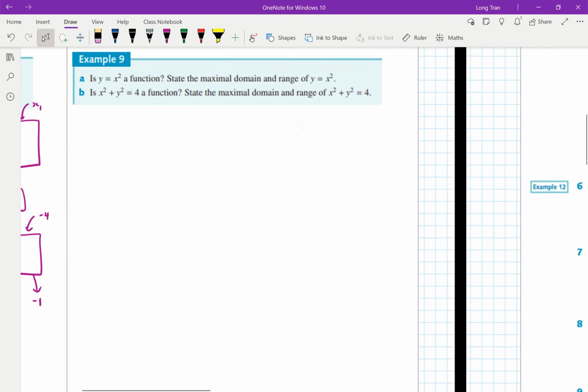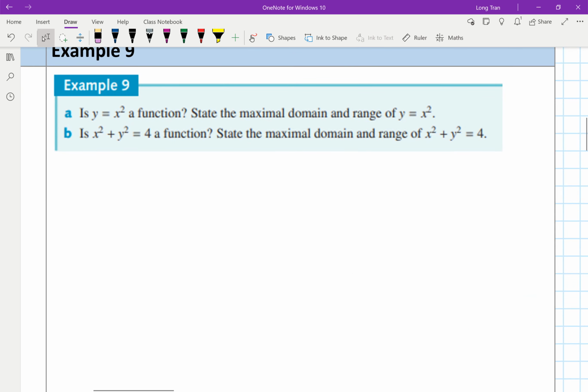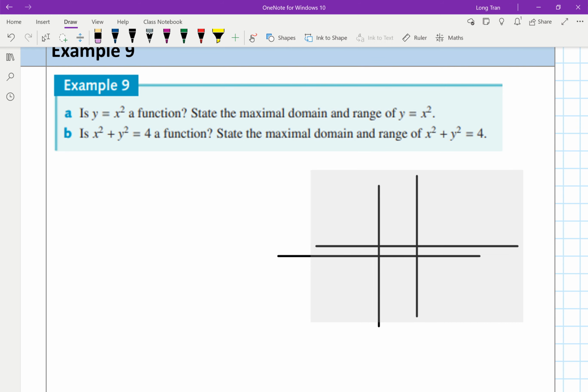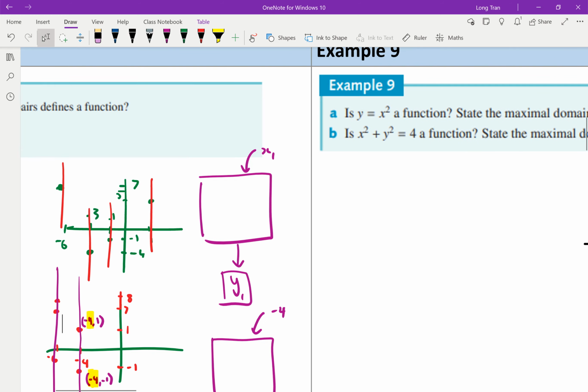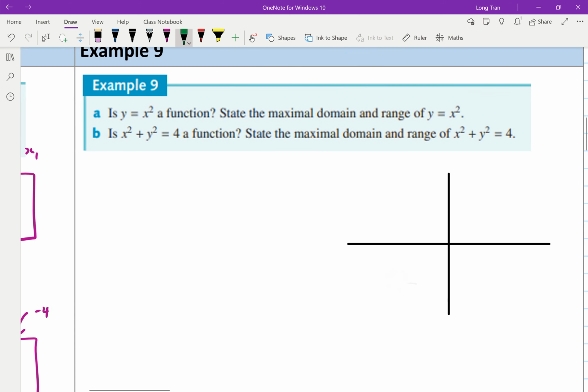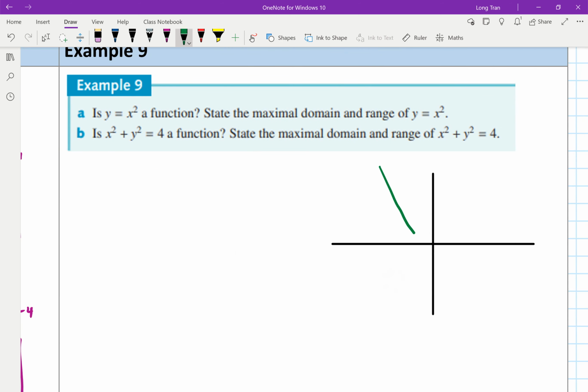You can have a look at same thing with example 9, quite similarly in the same idea. Is y equals x squared a function? State the maximal domain and range of y equals x squared. So here they want you to sketch the graph, well, you don't have to, but I'm sketching it for you to visualize. You can see here that if I were to sketch an x squared graph, we know it looks like this. This is what a parabolic shape looks like, okay?